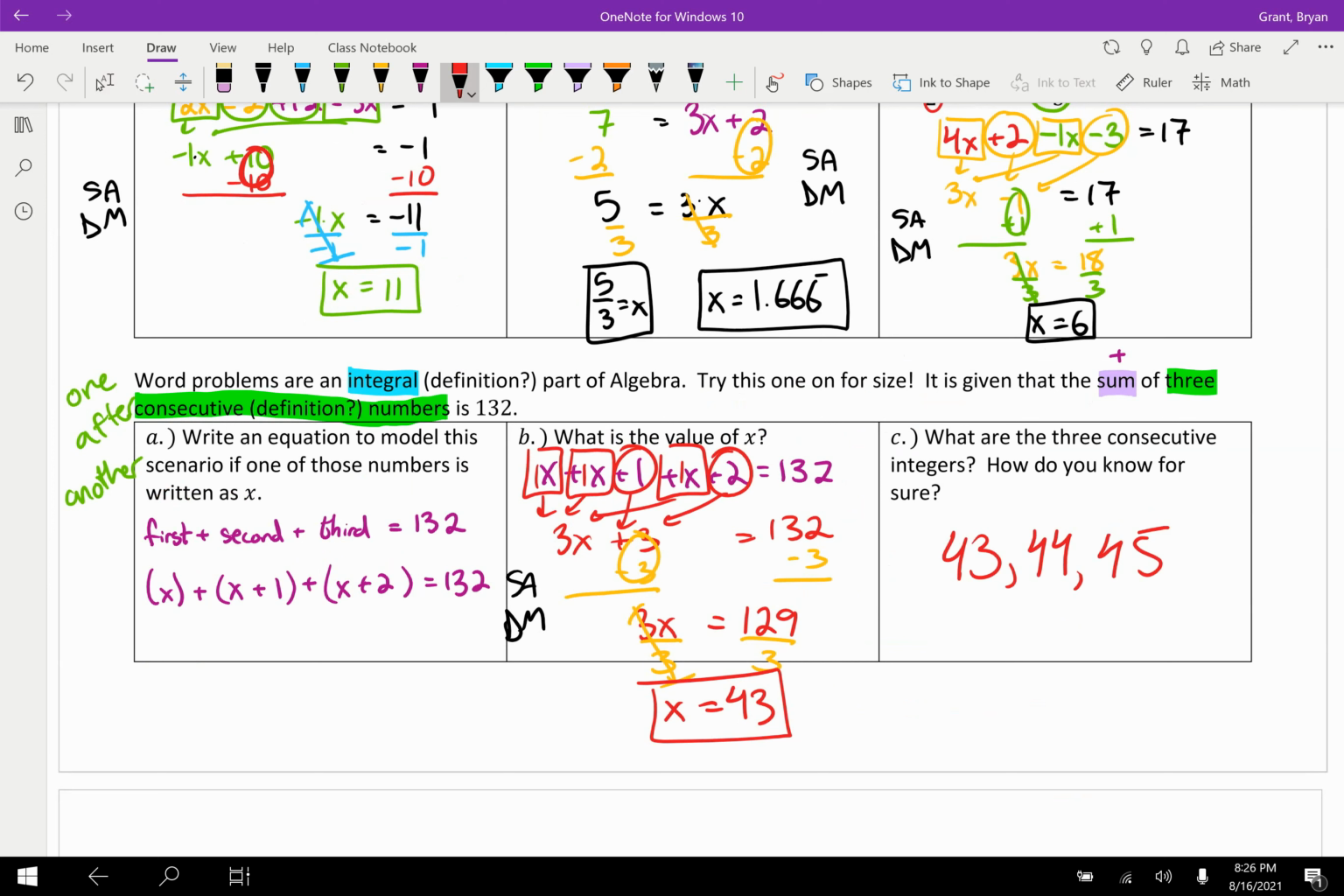Is this the right answer? Well, it's pretty easy to check. Take out those calculators and try 43 plus 44 plus 45. And guess what? You get 132. Check, smiley face, look at us.